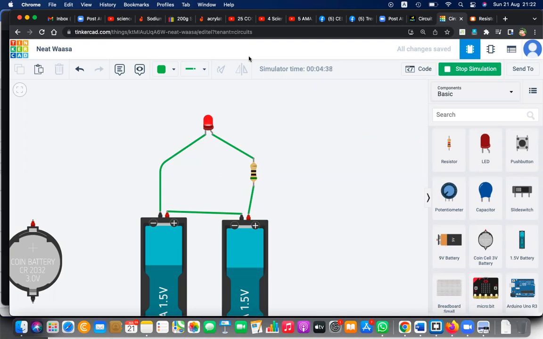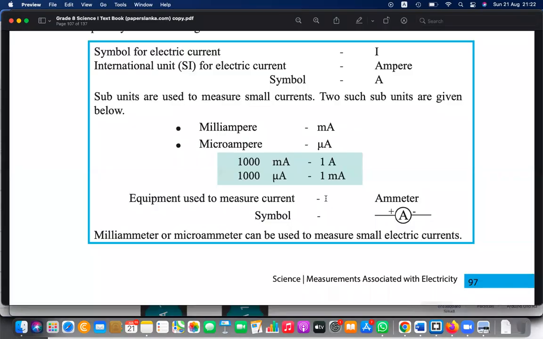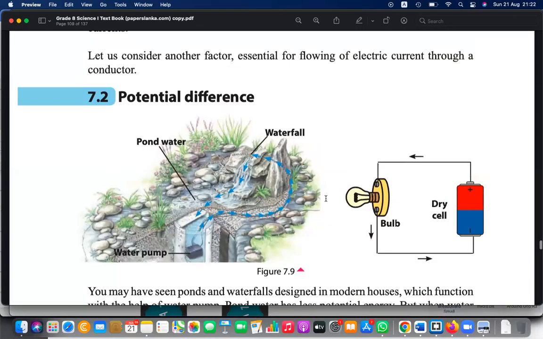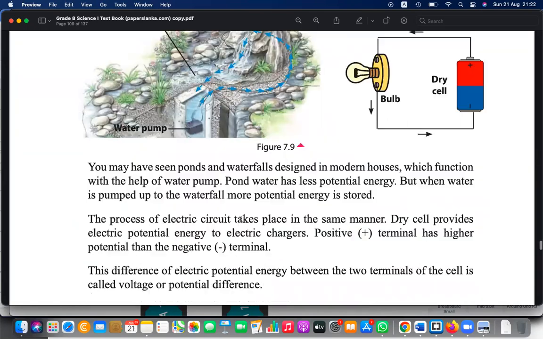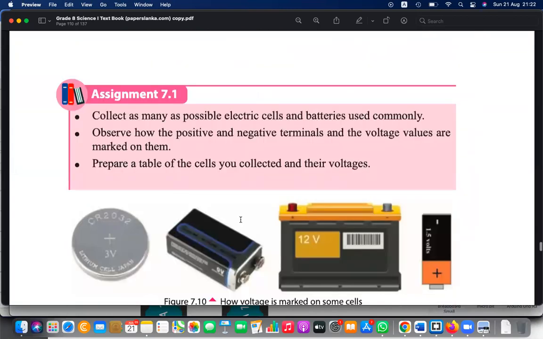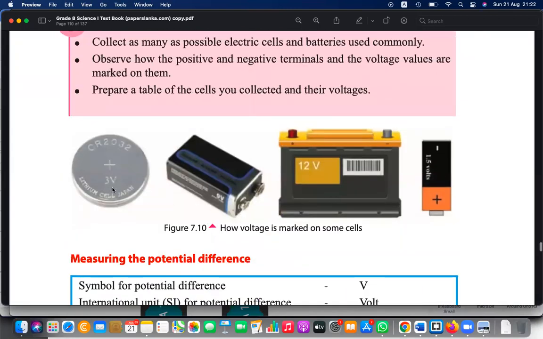Now we learned about 3 basic concepts today: voltage, amperage, resistance. Let's recall them. Voltage is like a waterfall. There is a potential difference. If the height is high, the difference is more. That potential difference is the voltage. Here are a few batteries. This is a 3-volt battery, this is a 9-volt battery, this is a 12-volt battery, and this is another 1.5-volt battery.